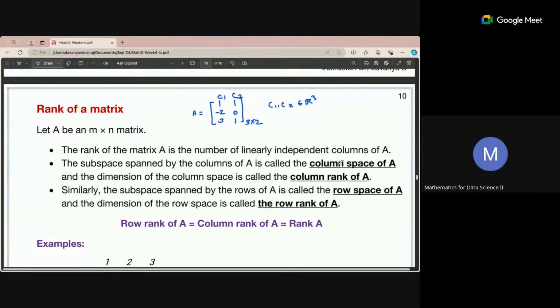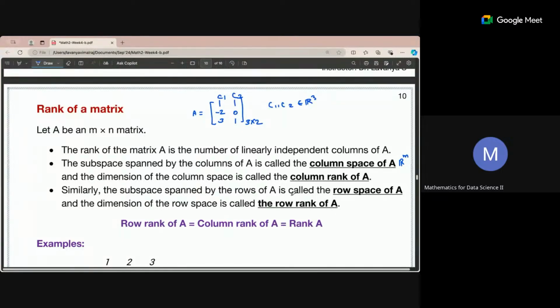Now answer my question. A is an m by n matrix. So the column space of A is a subspace of R to the power m. So the column space of A will always have dimension less than or equal to m. Okay, fine. So the dimension of the column space is the column rank of A. We call the dimension of this space the column rank of A.